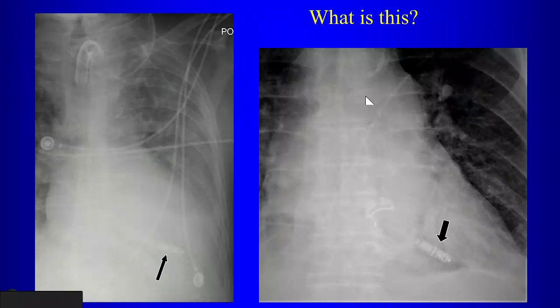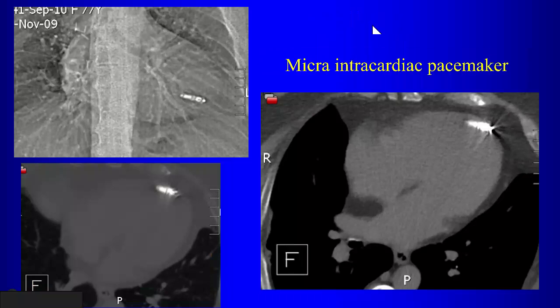That goes in the subcutaneous tissue of the chest wall. Now, this is often mistaken by residents for loop recorders, but you'll notice that this looks a little bit different, right? This looks a lot smaller than a loop recorder. What is this? That's a leadless pacemaker. So that is actually placed inside of the right ventricle. So this is a leadless pacemaker. Okay? So you can see here on the CT, it's actually inside the heart, inside the right ventricle. So that's a leadless pacemaker.